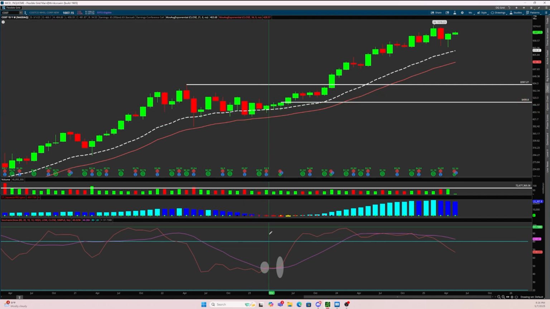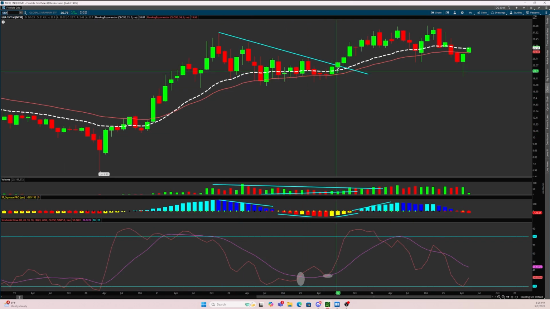Everything looks super bullish and we get a buy signal right there. That's your first confirmation. A couple of months later, we get another small stochastic buy signal, which is another confirmation to get long on Costco.